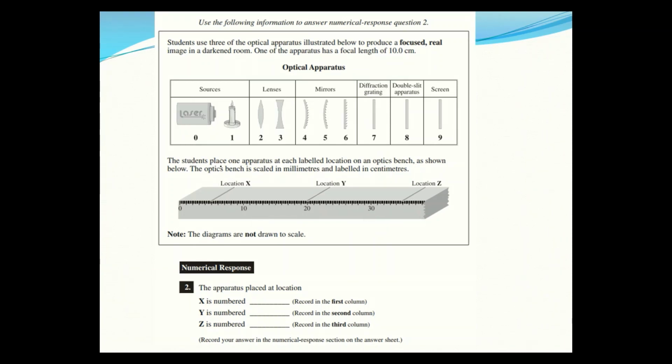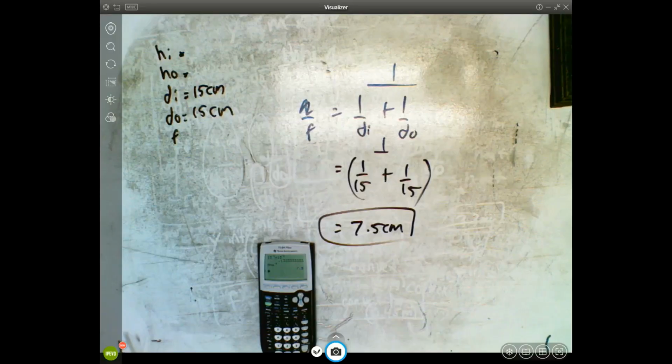If you set up a mirror, you have your candle here, and then you have your mirror here, and we want to produce a real image, right? So that means that our screen would have to be over here. And I know it's like, well, won't the screen block it? But you just kind of offset it a little bit. I'll show you what I mean by offsetting it.